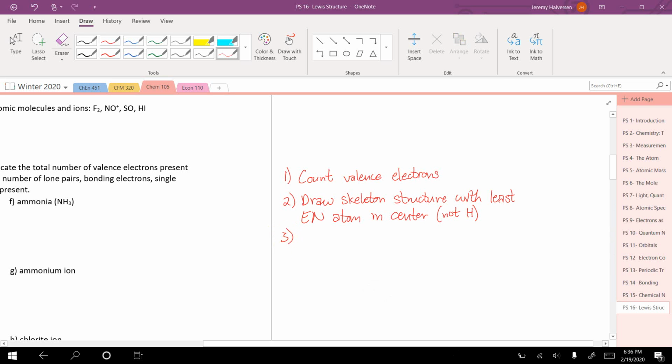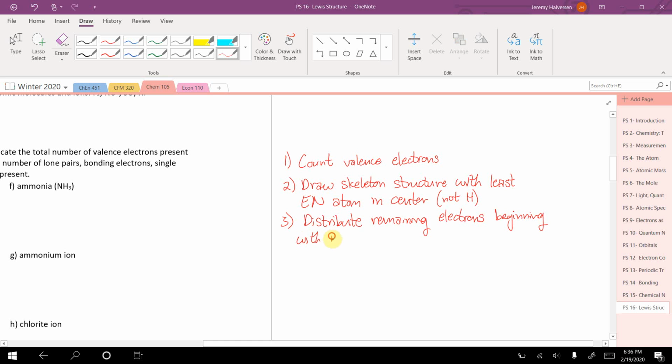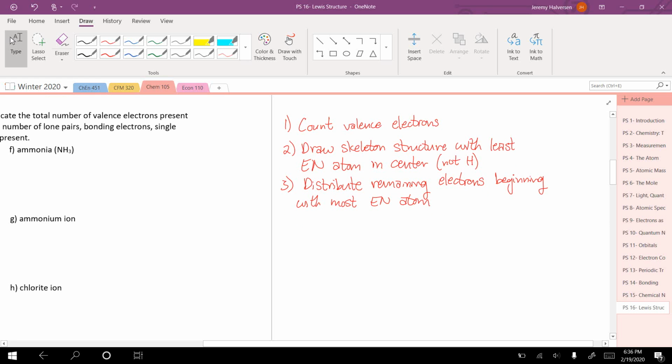All right, number 3, you're going to distribute the rest of your valence electrons, beginning with the most electronegative atom. So since you're putting the least electronegative in the middle, the most electronegative is going to be on the outside, and so you'll start filling up your atoms with electrons, starting with the outside atoms, because they're the most electronegative. Okay, then we're going to calculate formal charge.